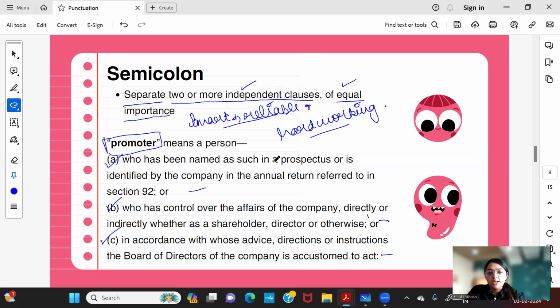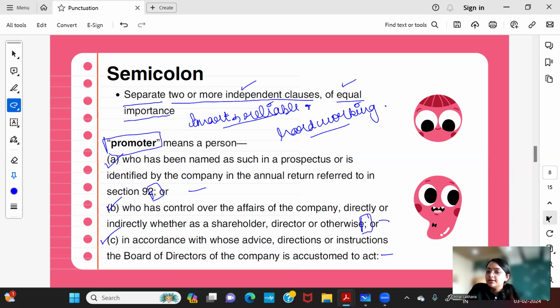So if we could just read this definition right here, we are saying a promoter means a person who has been named in the prospectus or identified by the company in the annual report; or who has control over affairs of the company; or in accordance with whose advice the board of directors is accustomed to act. So if we could see here, all of these definitions are independent of each other and they're all of equal importance. And that's why instead of a comma, we have used a semicolon.